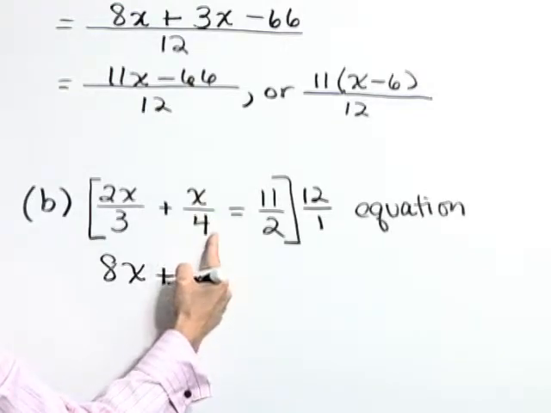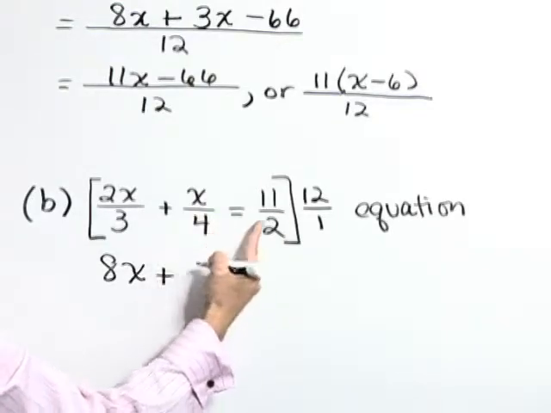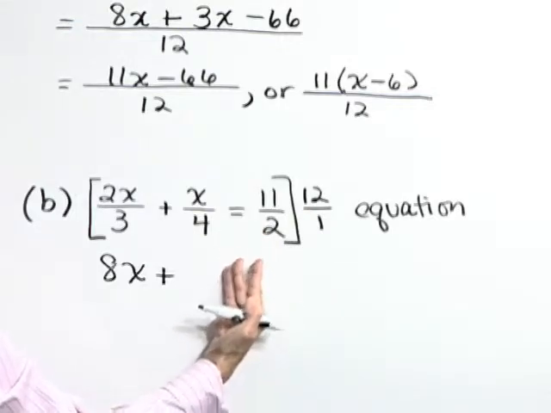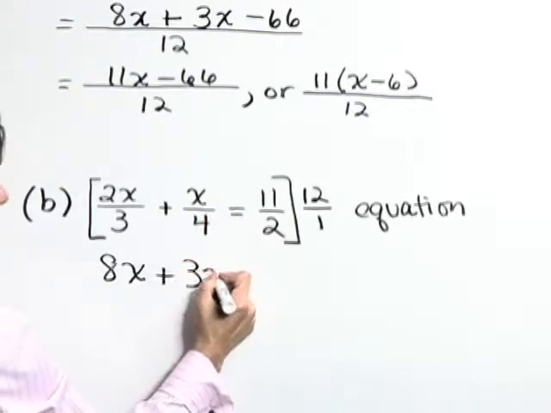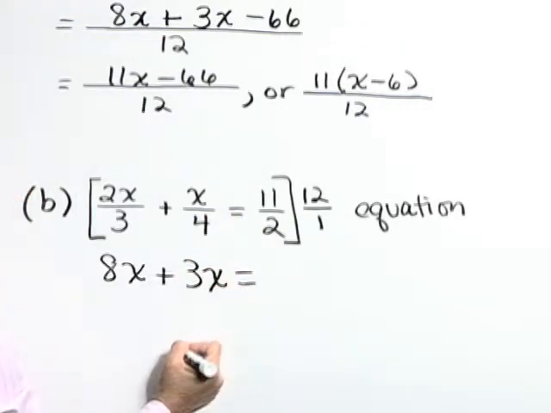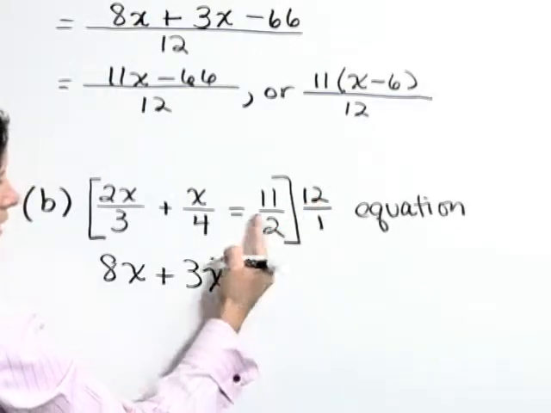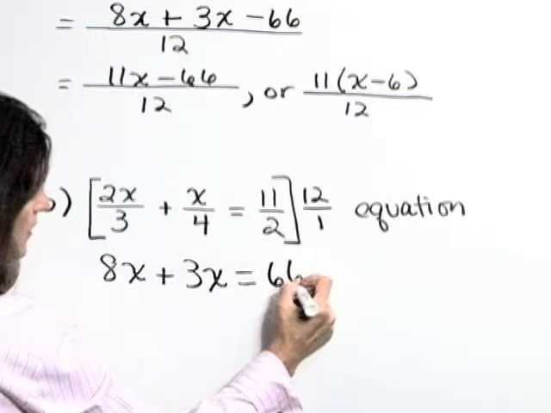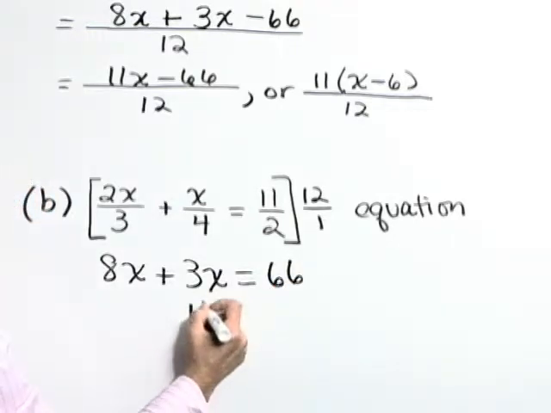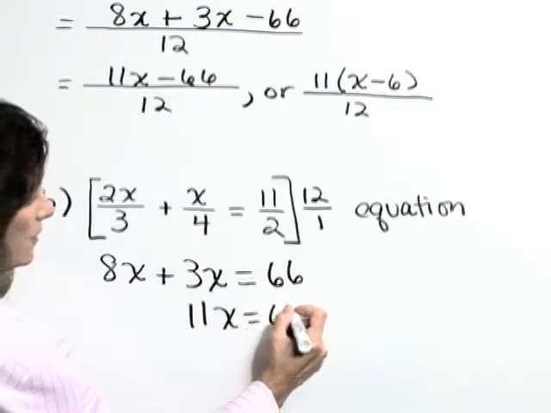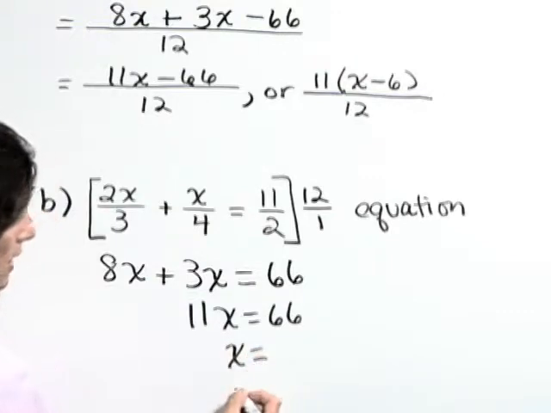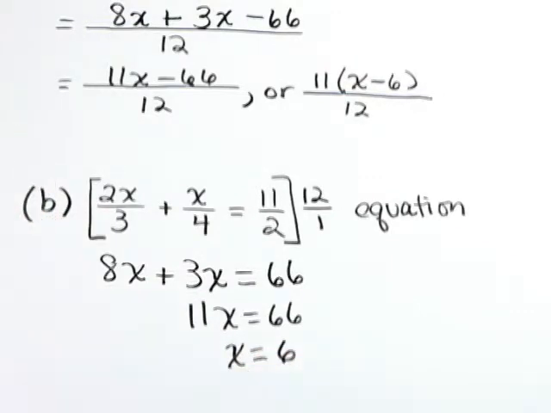12 times x over 4. 4 cancels into 12 3 times, and 3 times x is 3x. That's equal to 2 goes into 12 6 times, and 6 times 11 is 66. This gives 11x is 66, or x is equal to 6.